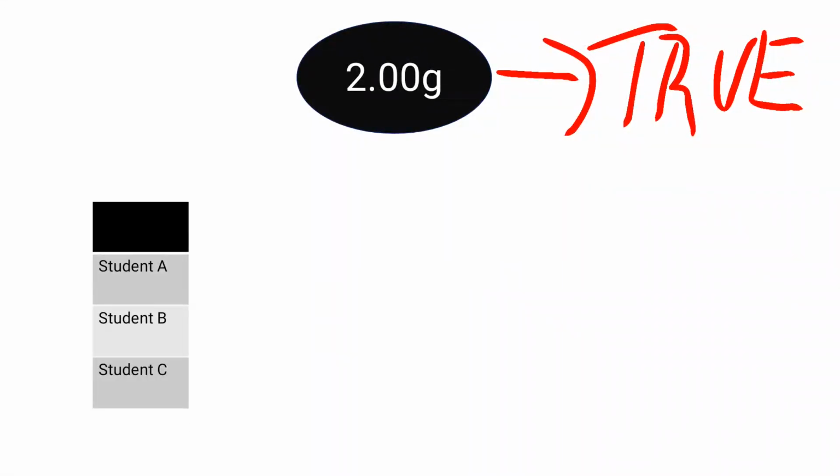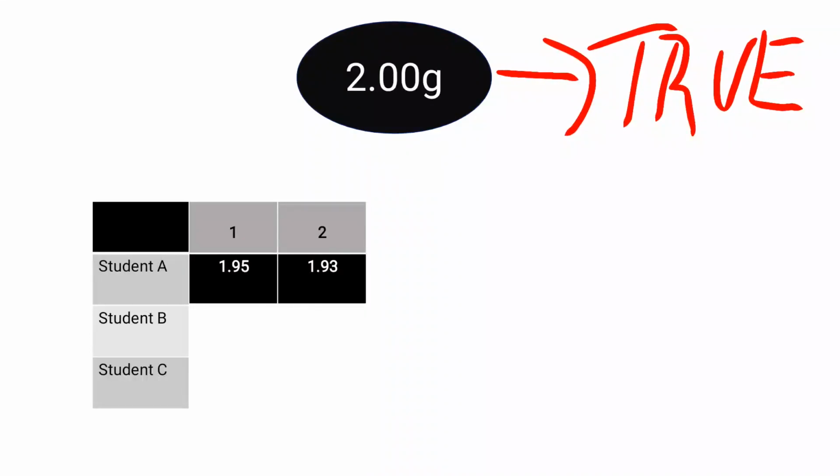Student A will perform the experiment 2 times, that is trial 1 and trial 2, and will get the results 1.95 and 1.93. Now, if we look at these values, 1.95 and 1.93, these two values are close to each other.